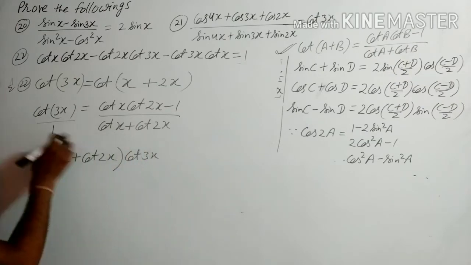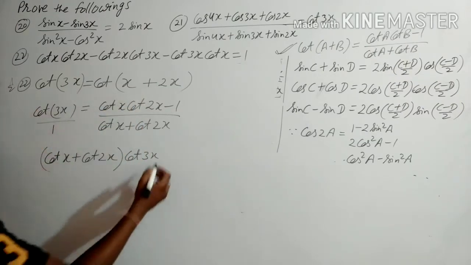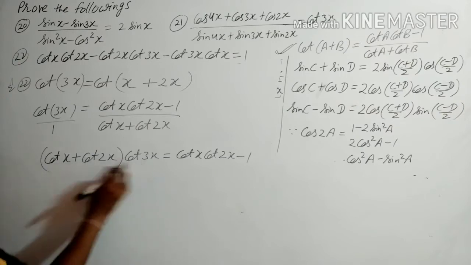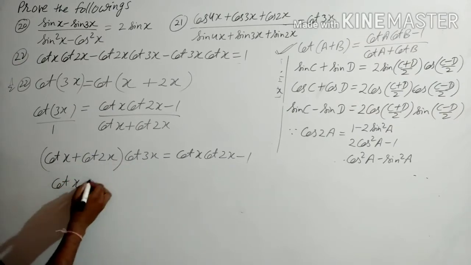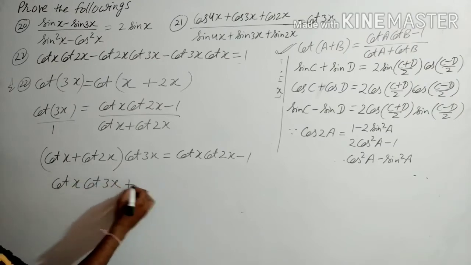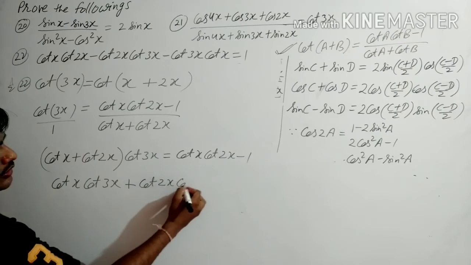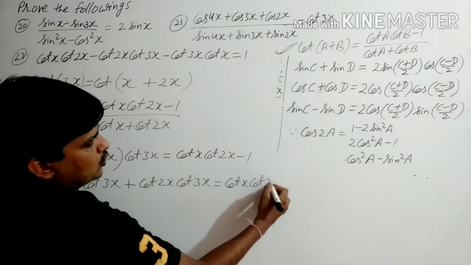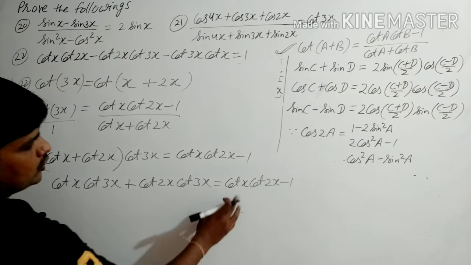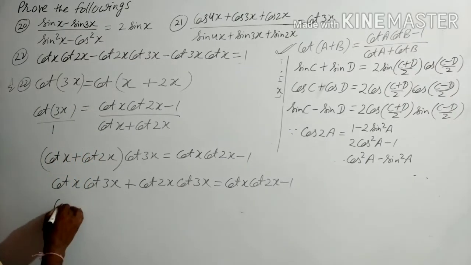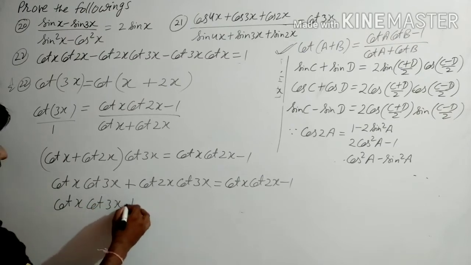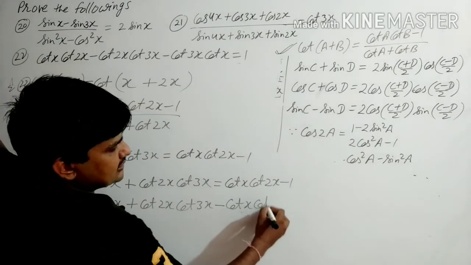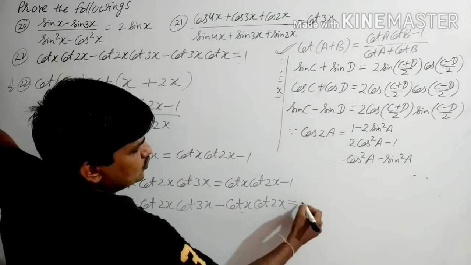देखिए जो denominator है वो हमारे इस numerator से multiply हो जाएगा और 1 हमारा इससे मल्टीप्लाई हुआ, then we get cot x cot 2x minus 1. So now multiply cot x with this one, so we get cot x cot 3x plus cot 2x cot 3x equals cot x cot 2x minus 1. Okay, now take this term into LHS, so we get cot x cot 3x plus cot 2x cot 3x minus cot x cot 2x equals minus 1.